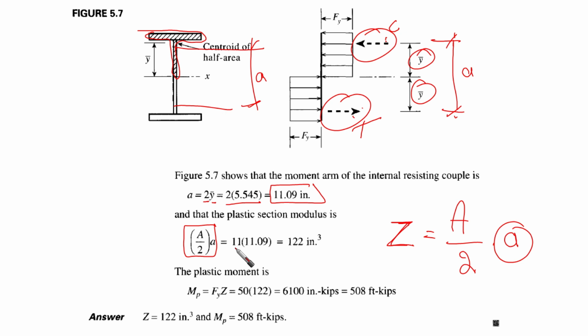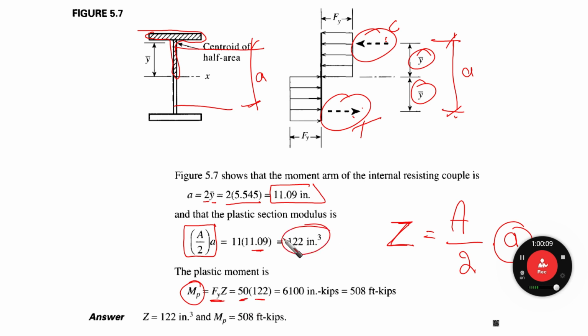Half of the area times the small a. Then the plastic moment, M plastic, is going to be F yield times Z, 50 times 122, which was already obtained from the previous step. So Z is going to be 122 inch to the power 3, and M plastic is going to be 508 foot kips.